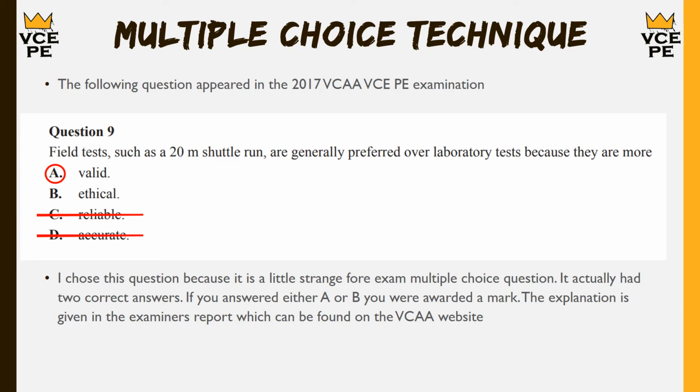Even if I didn't know what the answer was, I've still eliminated 2 and given myself a 50-50 chance rather than a 25% chance. So if you want to see the explanation for why that could be either A or B, please go to the VCAA website for PE, look at the examiner's report for 2017, go to question 9, and it will give you the answer that you need.